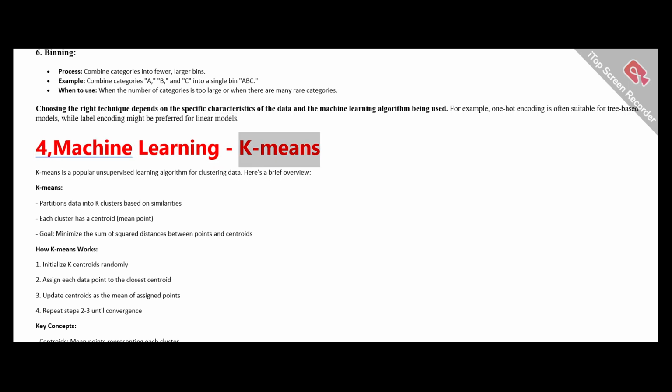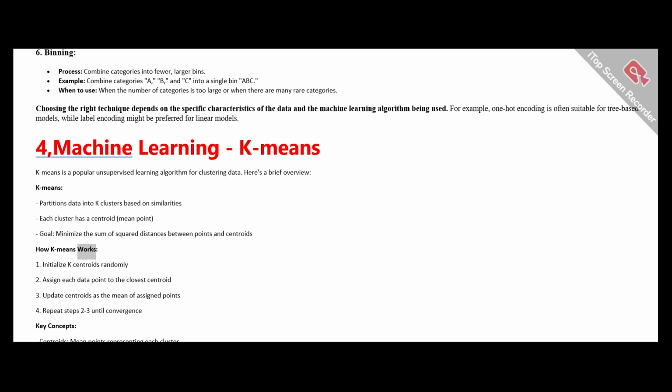For machine learning, K-means. K-means is a popular unsupervised learning algorithm for clustering data. Here's a brief overview. K-means partitions data into K clusters based on similarities. Each cluster has a centroid, a mean point. Goal: minimize the sum of squared distances between points and centroids.